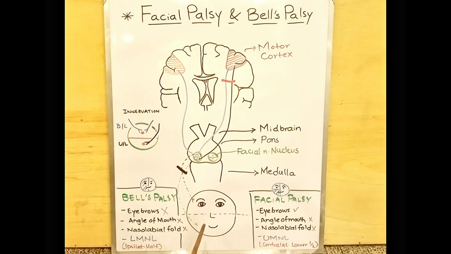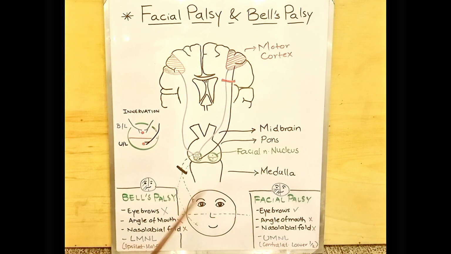Now here you can see that when the contralateral side of the lower half of the face is paralyzed, this would result in facial palsy. And in this condition, the eyebrow can be raised, but there is no raising of the angle of the mouth and there is loss of the nasolabial fold. And this is basically the upper motor neuron lesion.